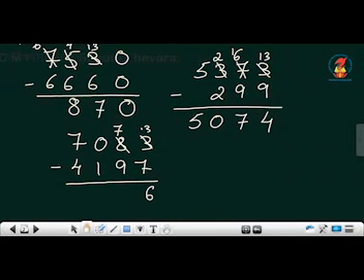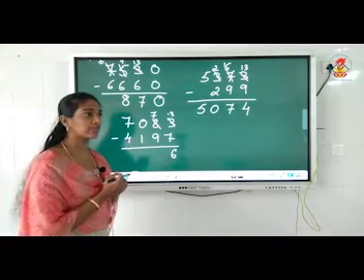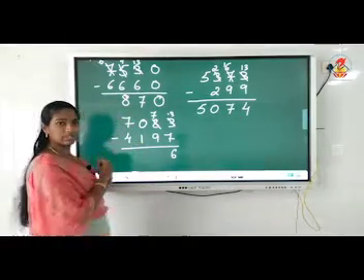Again, 7 minus 9. Is it possible? It is not possible, isn't it? So, I have to borrow from the previous number. But the previous number is 0. Can I borrow from 0? I can't borrow from 0. So, what will I do? I will go to the next number now.